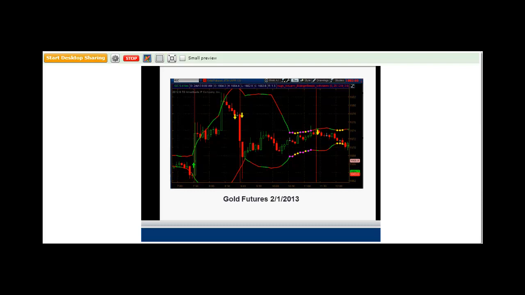One of the members made over $2,500 per contract, and this was last Friday. And these are some of the signals based on our system model. Here's one of the long. You can see that huge move to the upside. Here's another short. So these are just a few trades that this model generated.